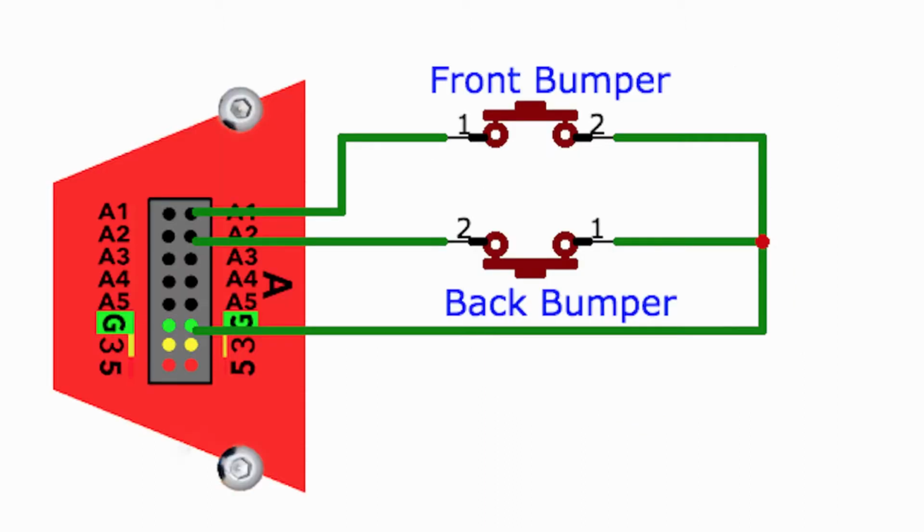To summarize, we have two switches connected to port A. The front bumper is connected to port A pin 1, and the rear bumper is connected to port A pin 2. The common ground is connected to the ground pin on port A.